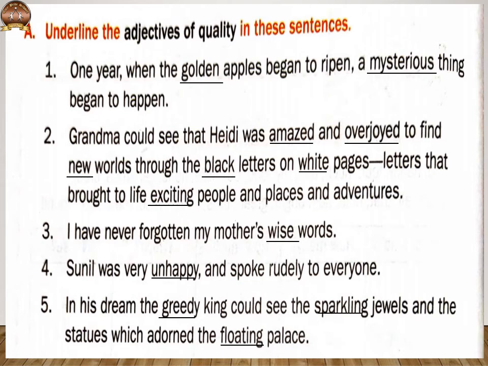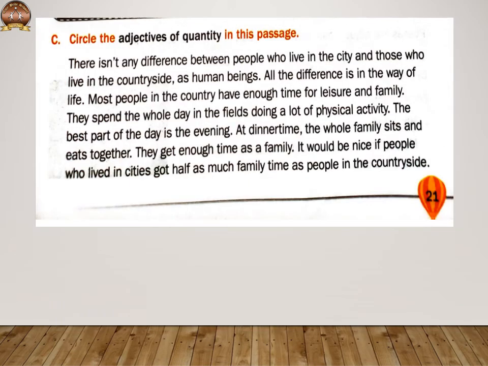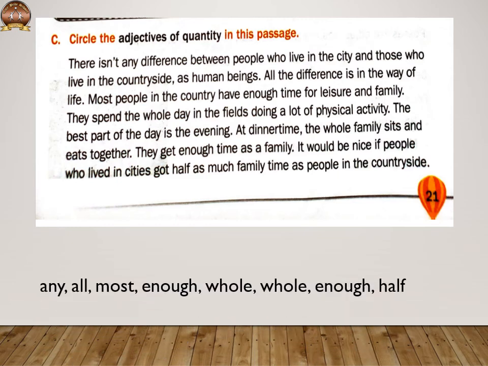Okay, now let's move to the next thing. Here you have to circle the adjectives of number. 5, yes, 4. All day is countable, right? Then circle the adjective of quantity. You do it and then pause and then check. Whenever adjectives of quantity are there, they come with, yes, uncountable nouns. So these are the answers.